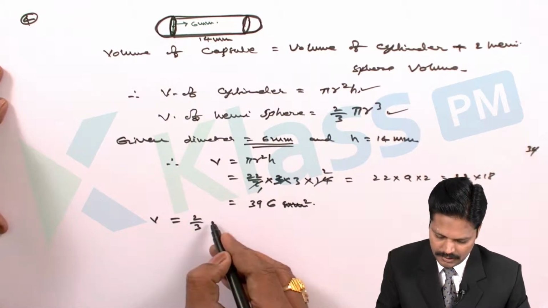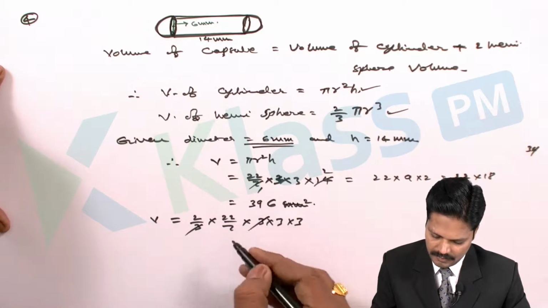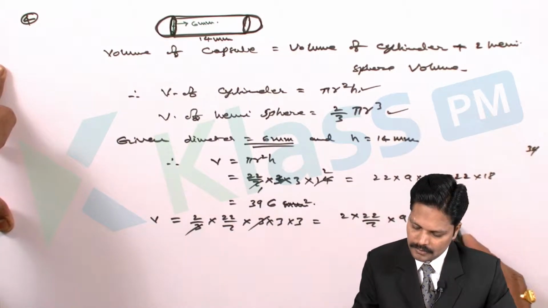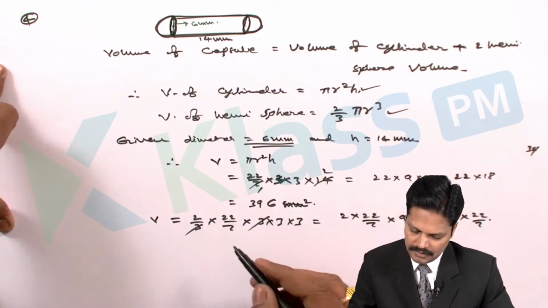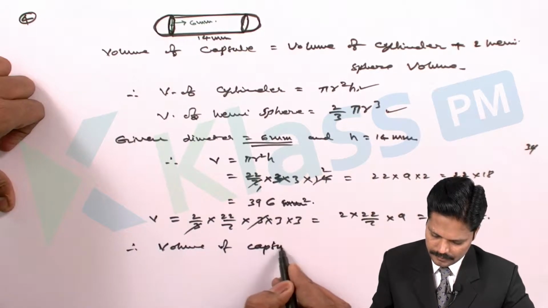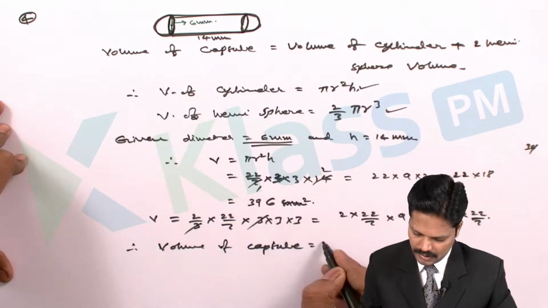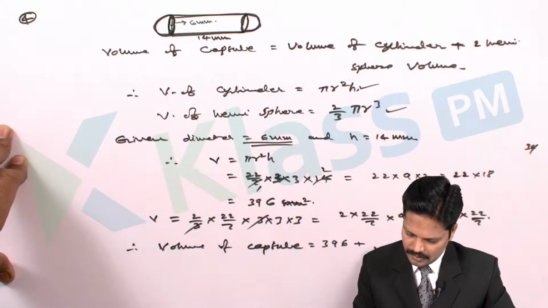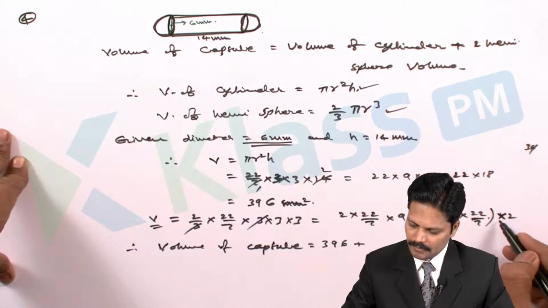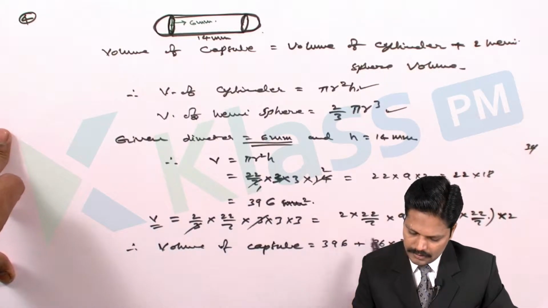And we need to find the volume of the hemisphere. We are taking 2/3 into 22/7 into radius 3 into 3 into 3, 3 will be cancelled, then we are having here 2 into 22/7 into 9, so 18 into 22/7. So therefore the volume of the capsule is equal to, we are substituting the values here. We are taking 396 plus, here it is also 2 times. We found only one hemisphere, but if we multiply, then you will get 2 hemispheres, then it is 36 into 22/7 we are having.